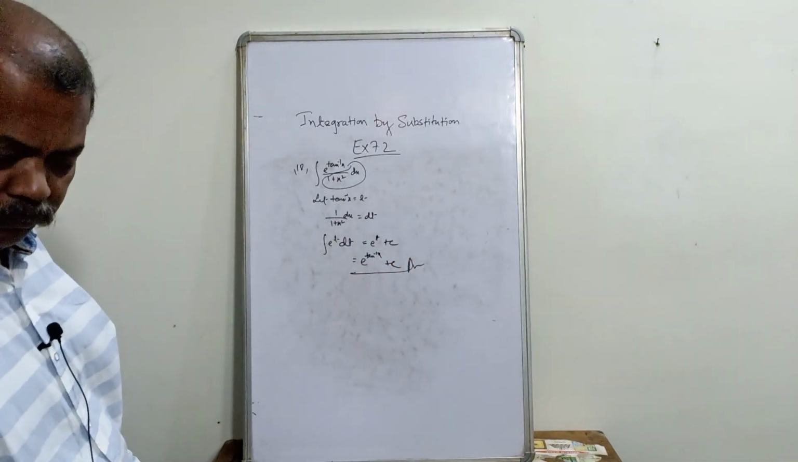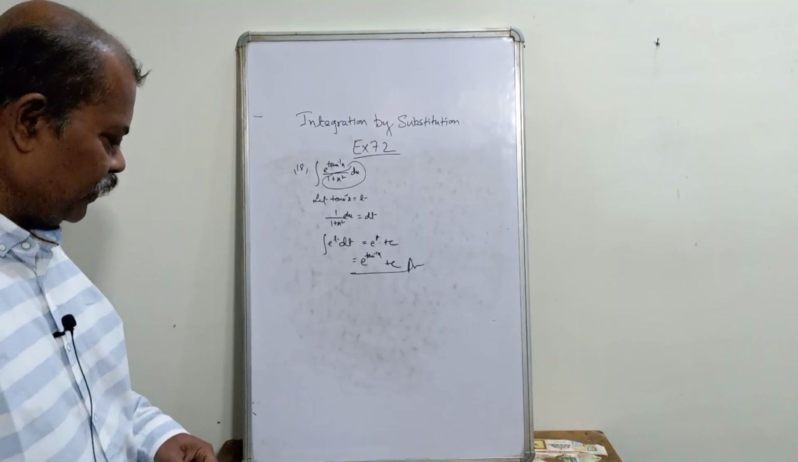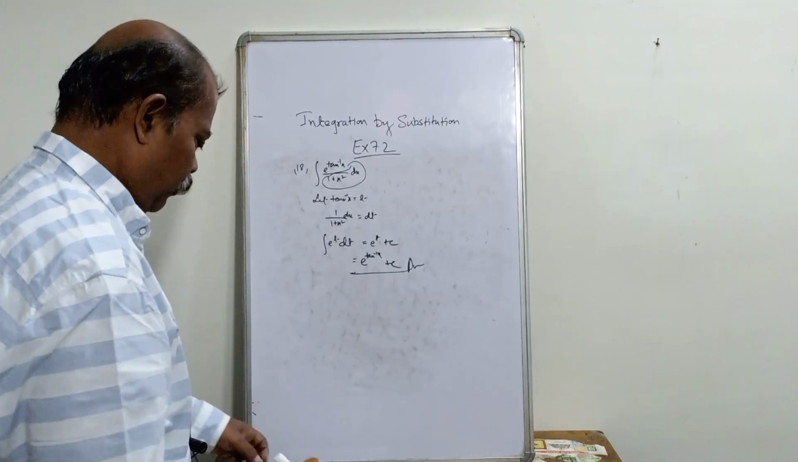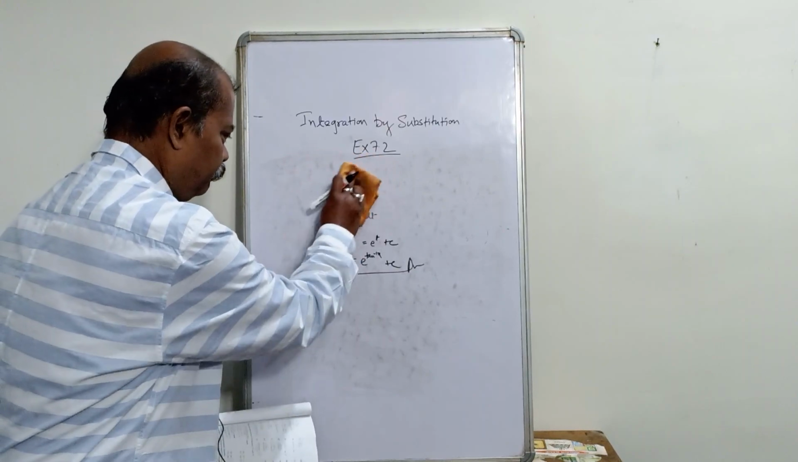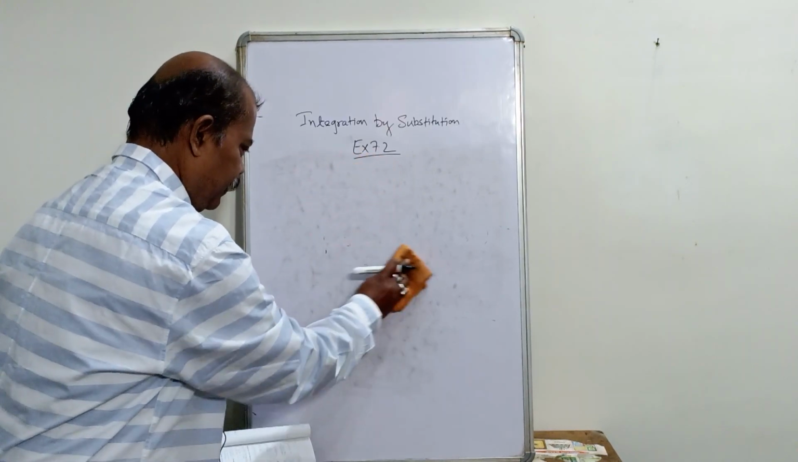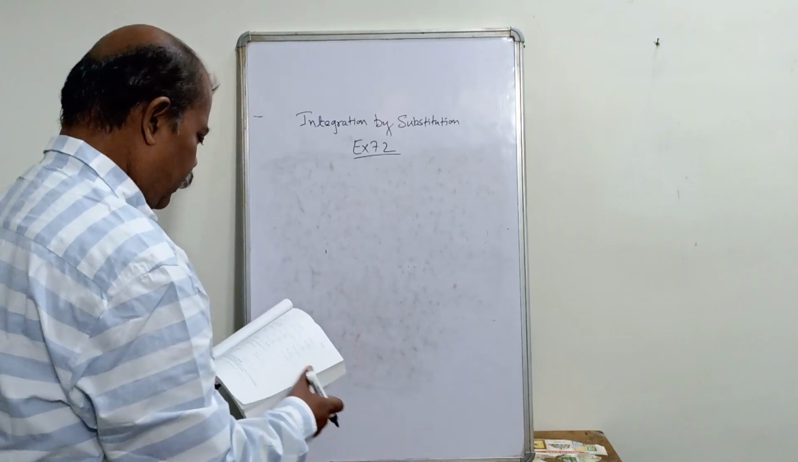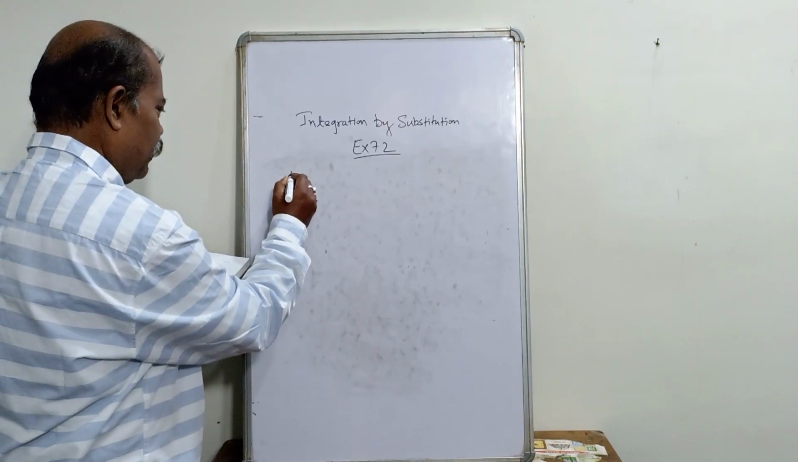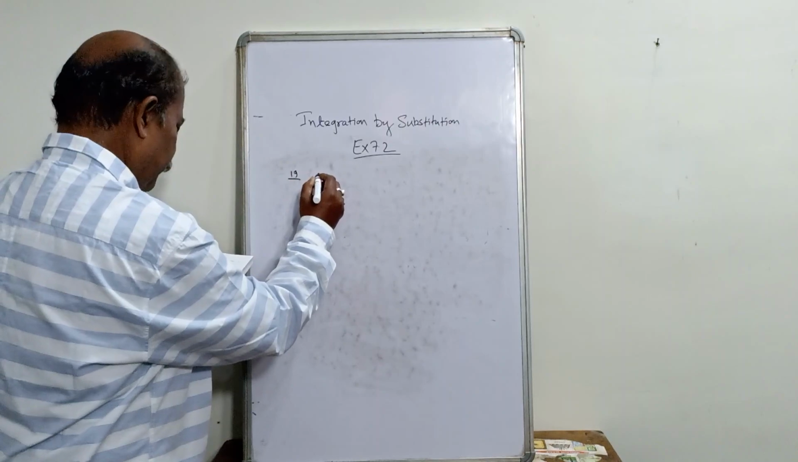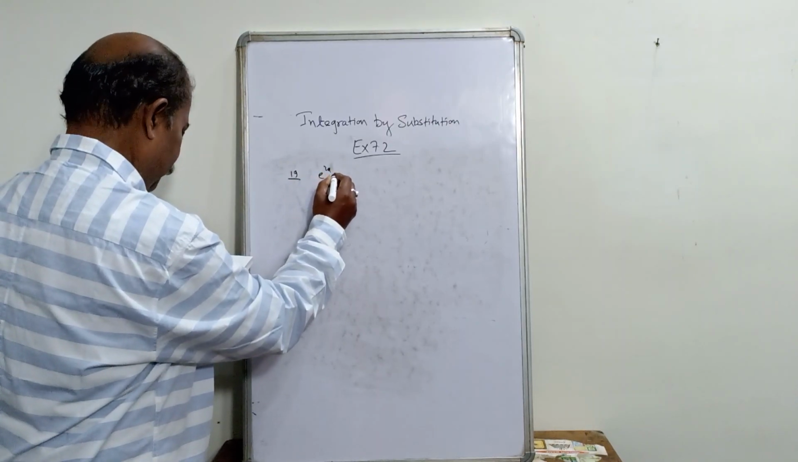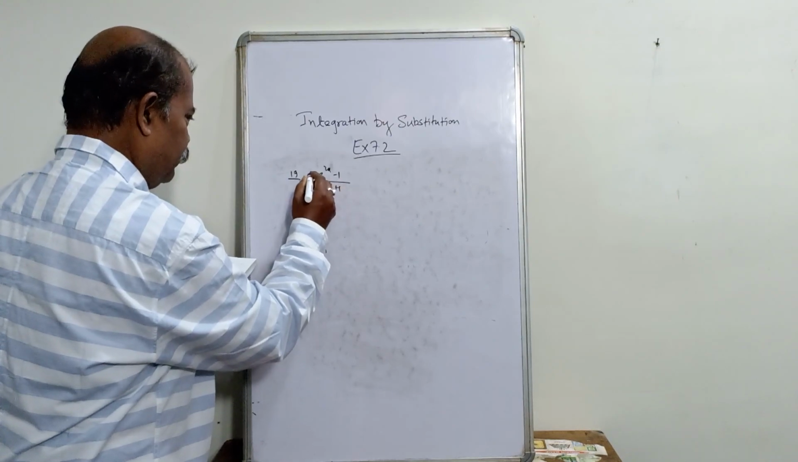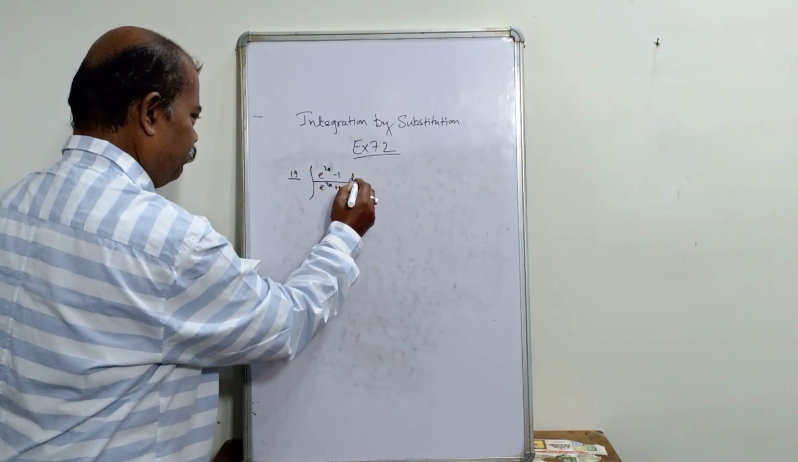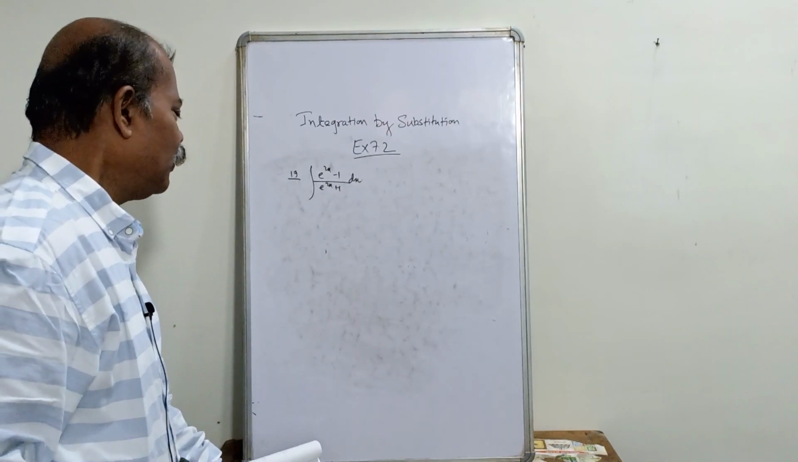So this is how substitution helps us in solving the problems. Now my next question is question number 19. This is e to the power of 2x minus 1 by e to the power of 2x plus 1 dx. So how are you going to solve it?